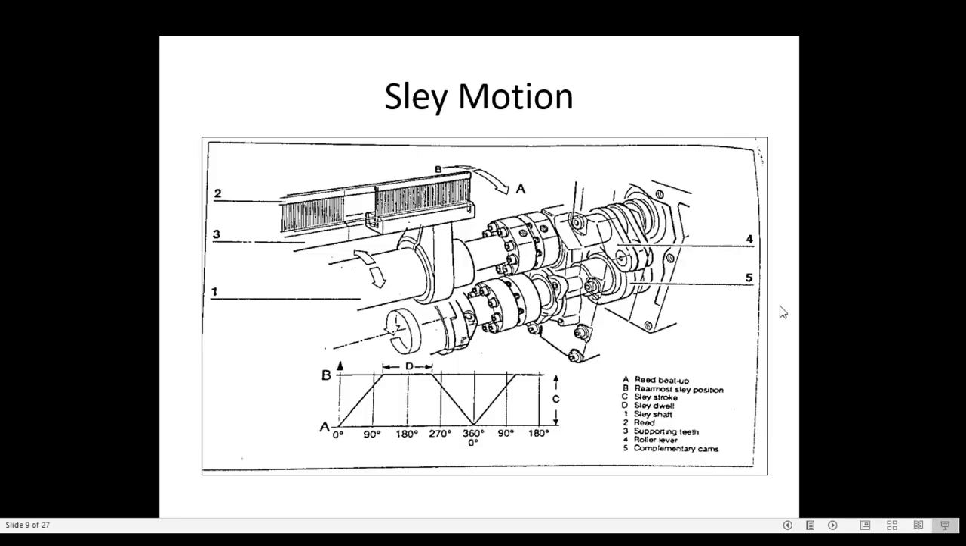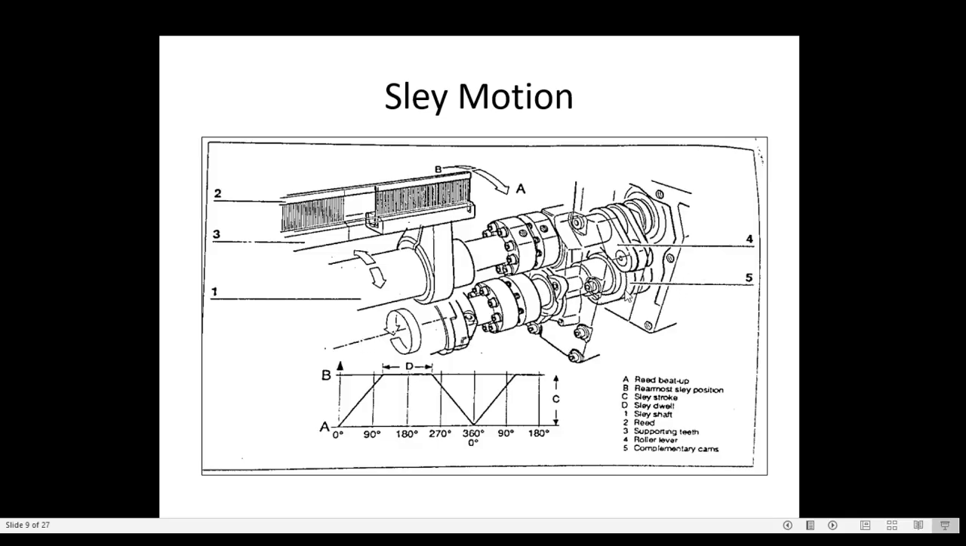So first see the parts here. A means what? Reed coming for the beat up. B means what? Rearmost position of the sleigh. Here 1 is the sleigh shaft. Then 3 is the sleigh. Second is what here? Reed. See here, reed. Okay. So here we can see this is the main shaft drive.